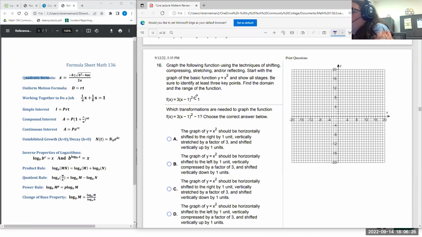So this is a square function. It's a graph of the base function x squared. So that tells me to begin with, it's going to be that sort of U-shaped graph, a parabola.